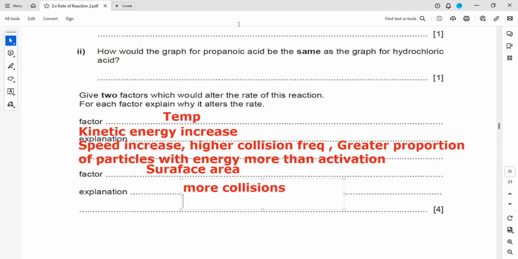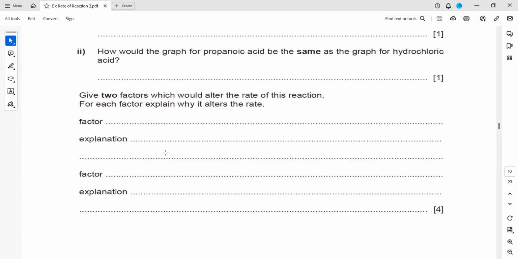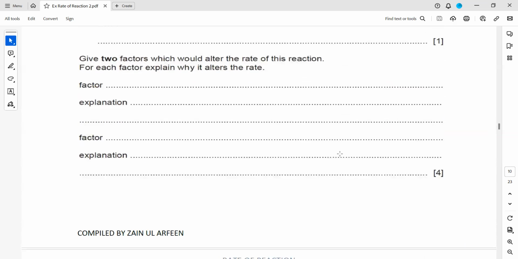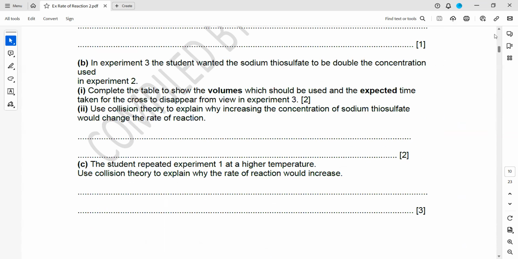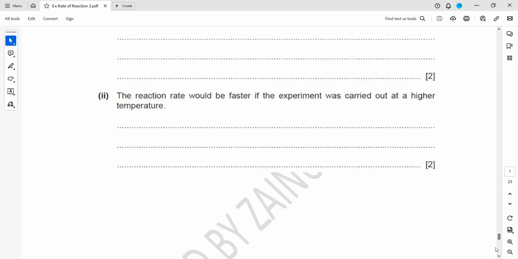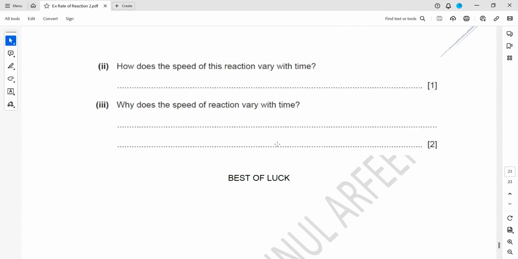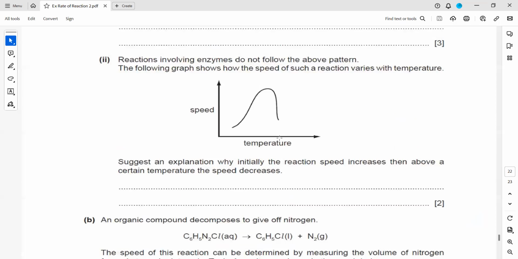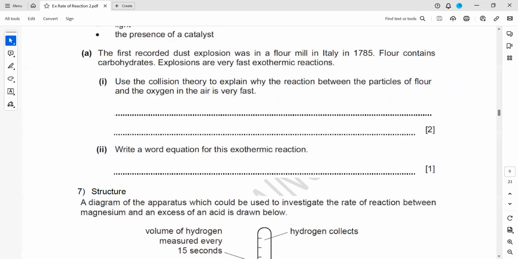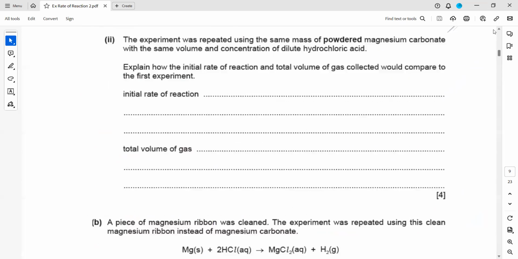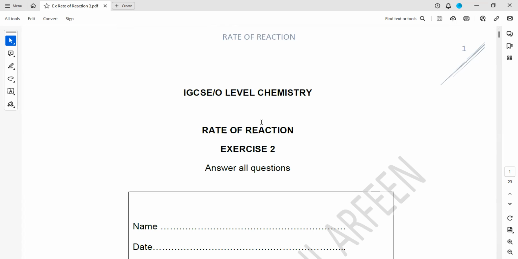So this was an exercise related to the rate or speed of a chemical reaction. Today we did about 7 structured questions, almost half of the exercise. The whole exercise has 14 questions. So we did 7 out of 14. So half of this exercise I have solved with you. The remaining half you will solve as a weekly homework next week.